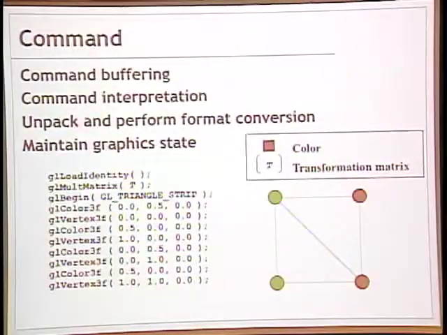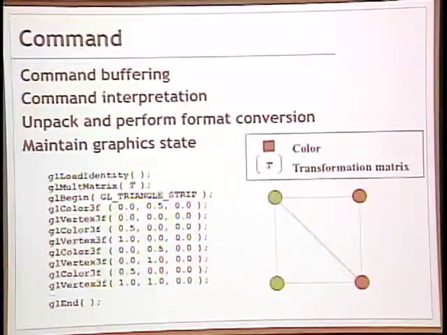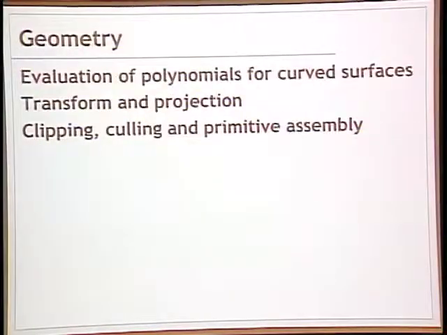Next stage is geometry. Eventually we get to call GL end, and that ends the triangle strip. So in the geometry stage, here are some things that happen. One is that if I specify any curved surfaces, they're actually evaluated here. We're also going to take these objects that we specified in object space, and we're going to transform and project them onto the screen. And we're going to do clipping, culling, and primitive assembly.